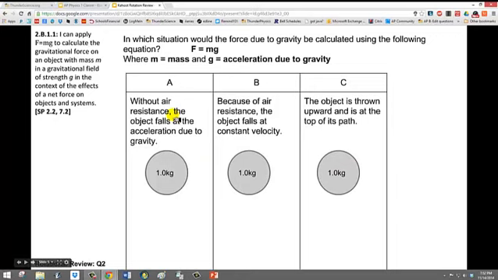So in all 3 situations, A, B, and C, all 3 objects are going to experience the same force due to gravity. One way of thinking about it is in the force toolkit, we always draw the force due to gravity as long as we're near the surface of the Earth.